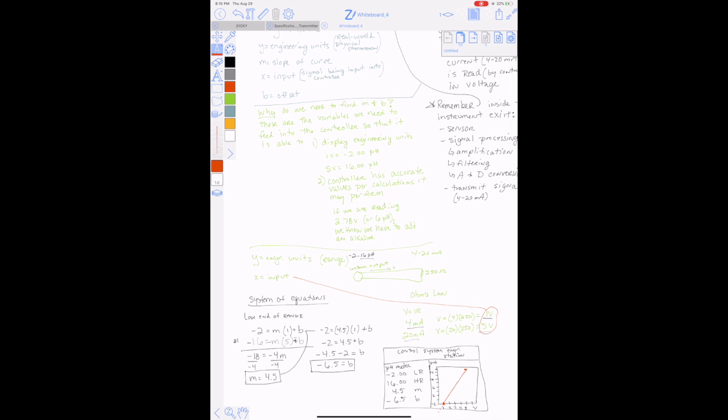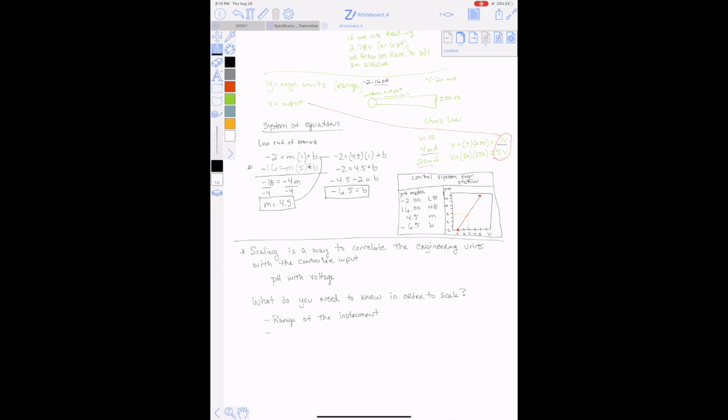We have a linear scale starting from 1 volt going to 5 volts, increasing from -2 pH all the way up to 16 pH. And for example, you can see if we are reading a voltage of 2.78, that means we are measuring 6 pH. Final takeaways here are knowing that scaling is a way to correlate the engineering units with the controller input. So in this example, that's pH and voltage.